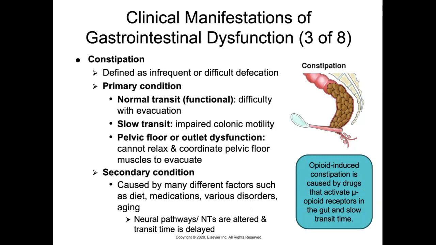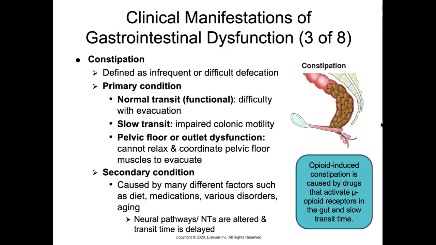Our next manifestation is constipation, defined as infrequent or difficult defecation. It primarily affects people over 65 years old, and there are two different conditions, primary and secondary. We'll start with the primary, which can be classified into three categories. First is normal transit, or a functional condition in which they just have difficulty evacuating. This is associated with a sedentary lifestyle, not taking in enough fluids, or eating highly refined foods.